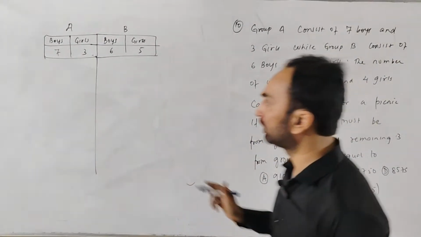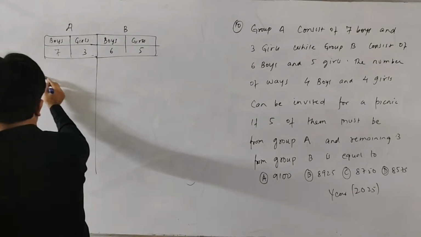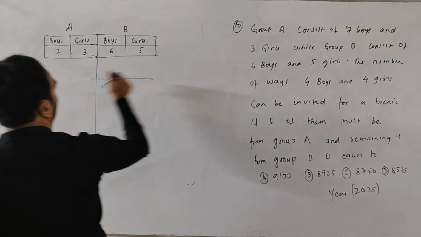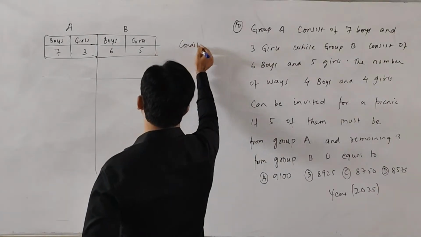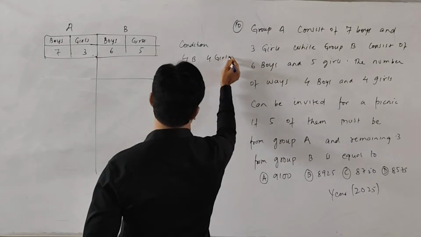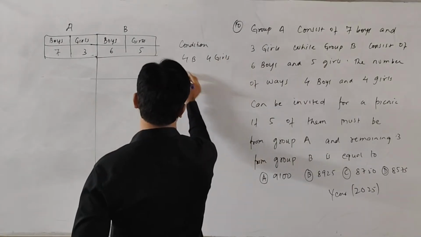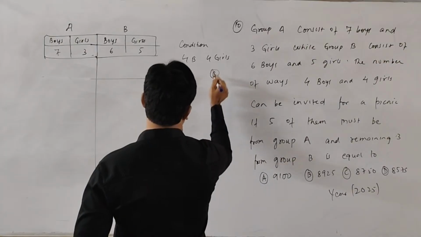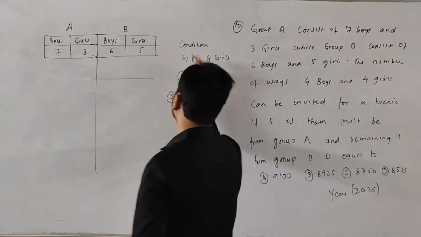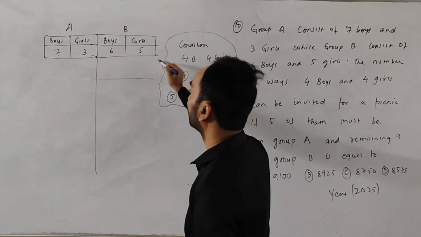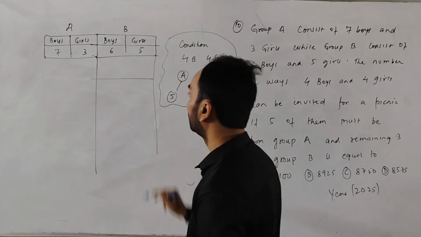Okay. So now start. What are the cases we can have? And also I am writing both the conditions. The condition is 4 boys and 4 girls, first condition. And from group A, number of 5, and from group B, it should be 3, right? So we have to take care of both these conditions by making this table.